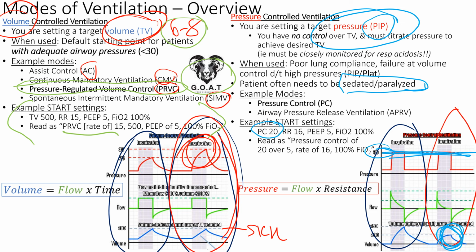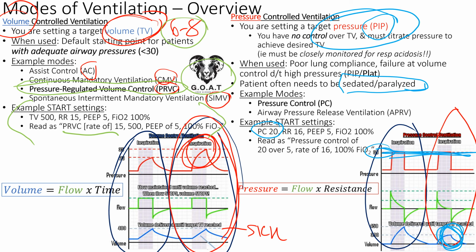And then respiratory rate of 16. Are you setting a volume? No. The volume is going to be generated based on the pressure control. Just like BiPAP, you say go from 16 over 10, right? Or 16 over 5. So start at 5 and go up to 16. However much volume you get is however much you get, right? So that's why BiPAP is similar to pressure control ventilation.